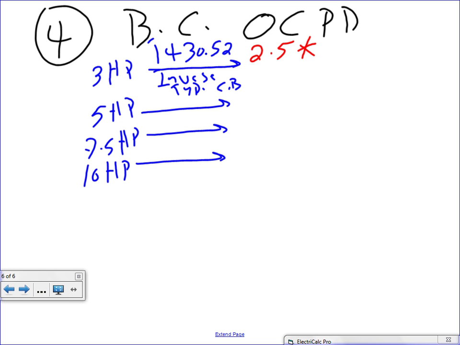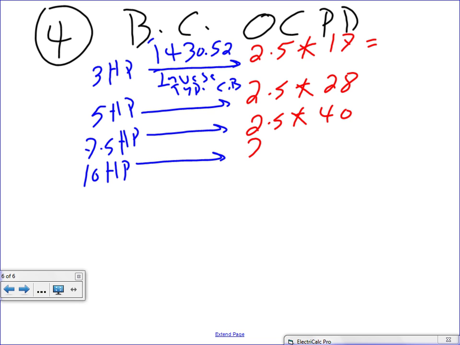Times what's the full load current? Can you give me the full load current, not the nameplate that I gave you for these motors? 2.5 times 17. The second one is 2.5 times 28, and 2.5 times 40, and 2.5 times 50. These are not the nameplate, they're from the tables.